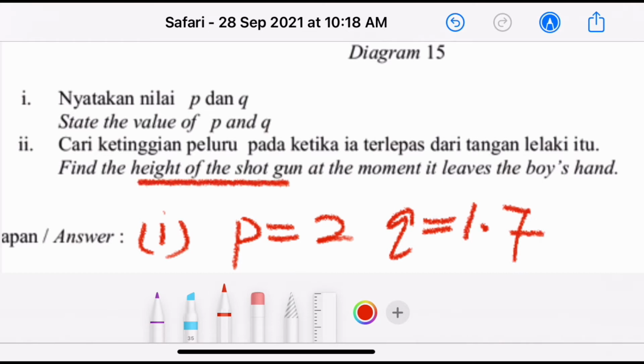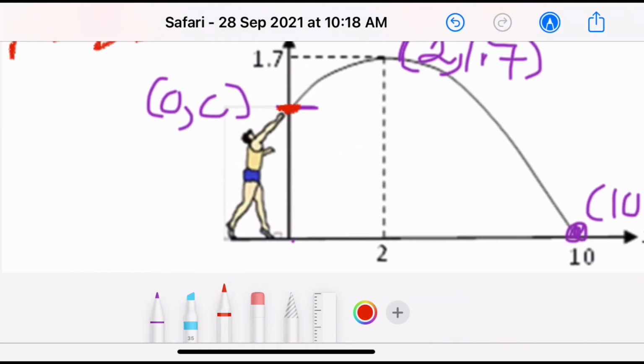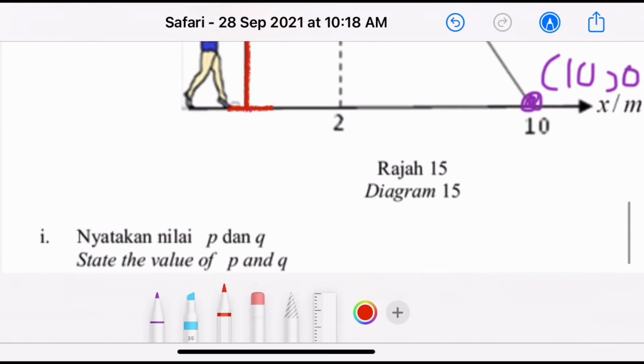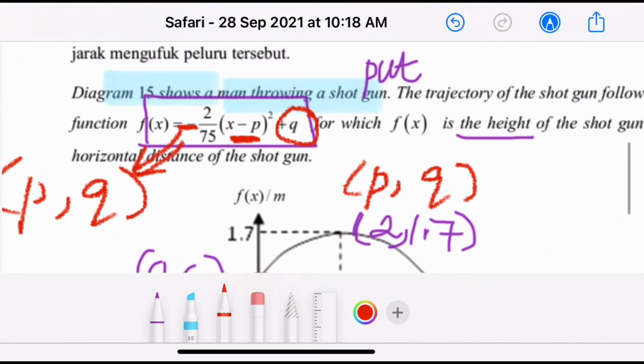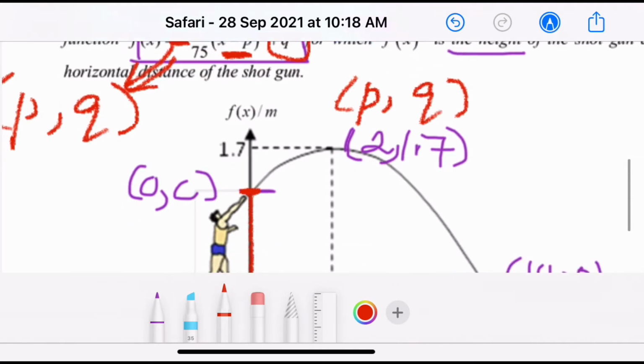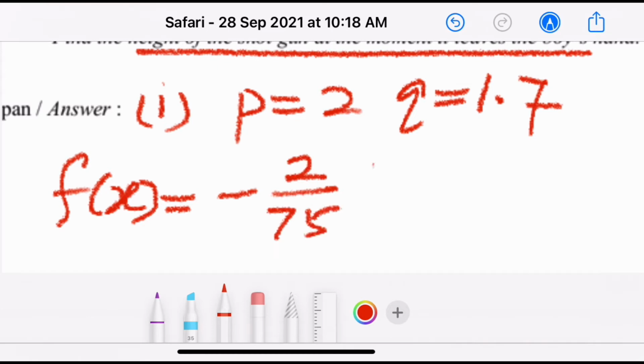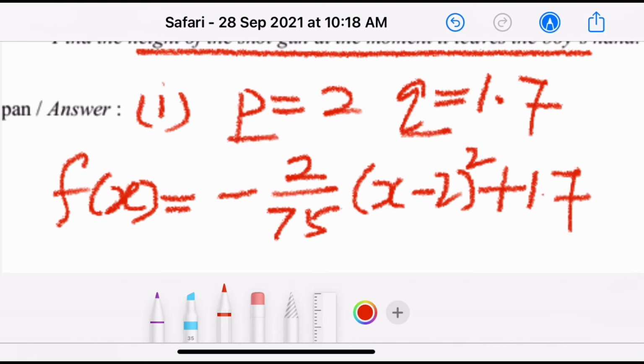Find the height of the shot put at the moment it leaves the man's hand. This is what the question means. Leaves the man's hand, so this is the y-intercept. In order to find the y-intercept, we need to use the equation. So let's copy down this equation and substitute the p and q values inside. So f(x) equals negative 2 over 75 (x minus p) squared plus q. So our equation is f(x) equals negative 2 over 75 (x minus 2) squared plus 1.7.